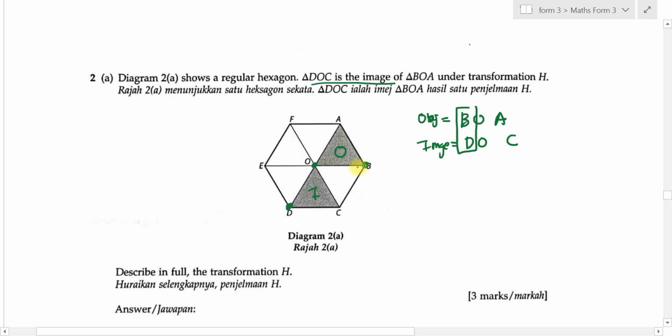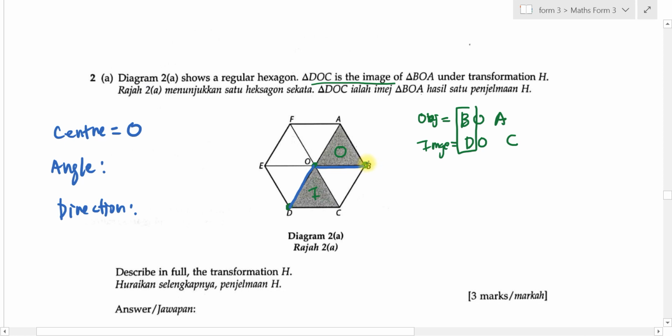Look at BOD, this one point is enough for us to find it. We already know the center is O. Now we need to find one more thing: what is the angle of rotation, and what is the direction, clockwise or anti-clockwise? With these three things we can describe a rotation. Why is this a rotation and not a translation? Translation cannot be, because the orientation changes. Although it looks like the same triangle, it's not actually the same.